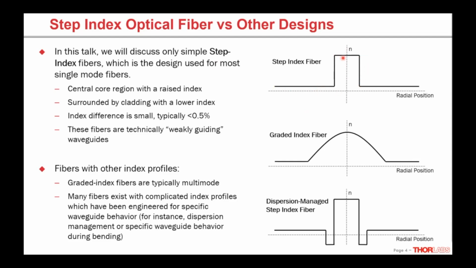This index difference is typically pretty small. For single mode fibers, less than 0.5%. And so these fibers, I said it's a cylindrical waveguide. Fibers are technically speaking a weakly guiding waveguide. There are other types of fiber, which we're not really going to cover in this talk, but for instance, graded index fiber, where the index of the core is a parabolic shape, or some more complicated fiber designs, like this one we see here, where there's a so-called trench lower index region right around the core. Those can be engineered for different advanced applications.